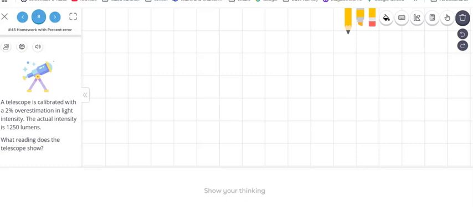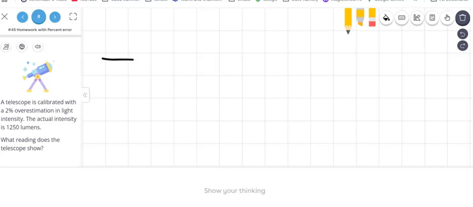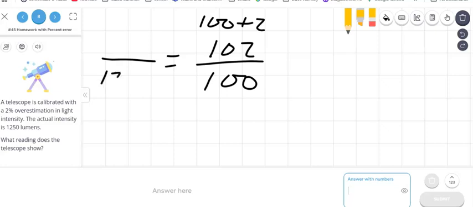All right. Number 8. A telescope is calibrated with a 2% overestimation in light intensity. The actual intensity is 1,250 lumens. What reading does the telescope show? So, this one's a little different because they actually give us the percent error. 2% overestimation, so that's 100 plus 2, so 102. And then it says the actual is 1250.